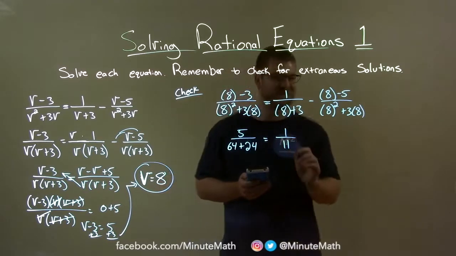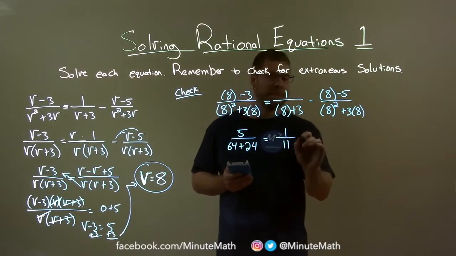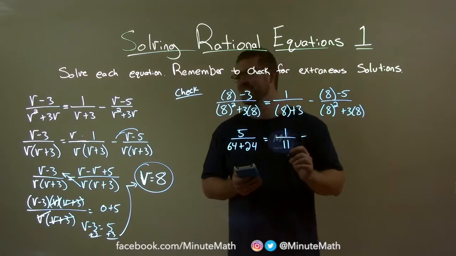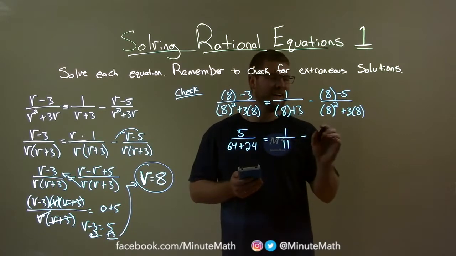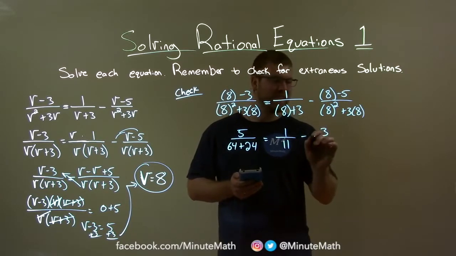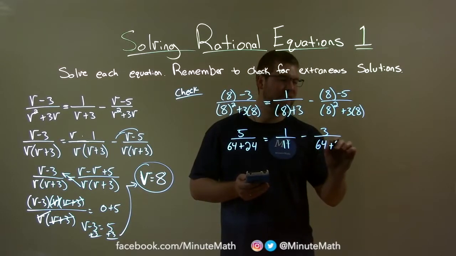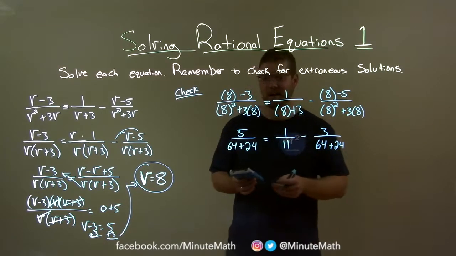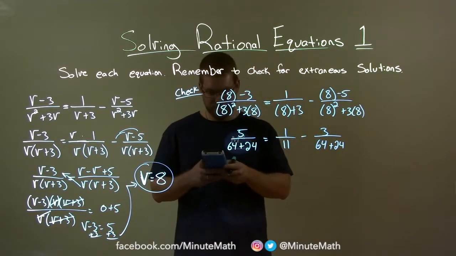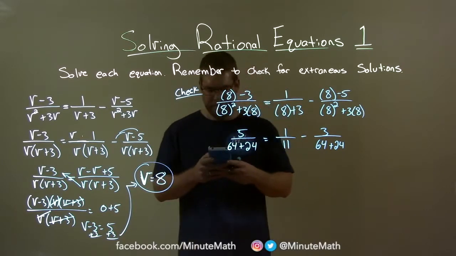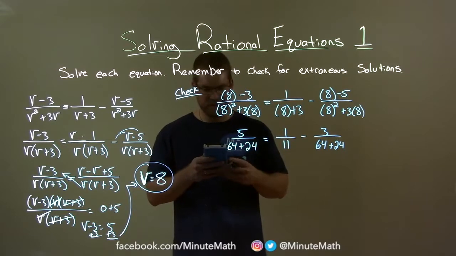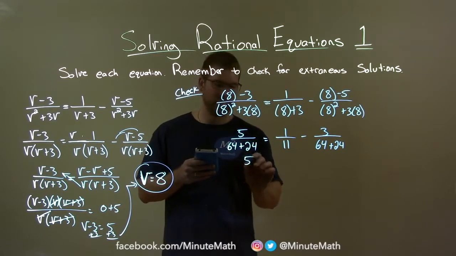See, those are simple little mistakes I always make here. 8 minus 5 is 3, over 8 squared is 64, plus 3 times 8 is 24. All right, I'll just use the calculator so I don't make a mistake here. 64 plus 24, let's do it all at once. And that as a fraction comes out to be 5 over 58.